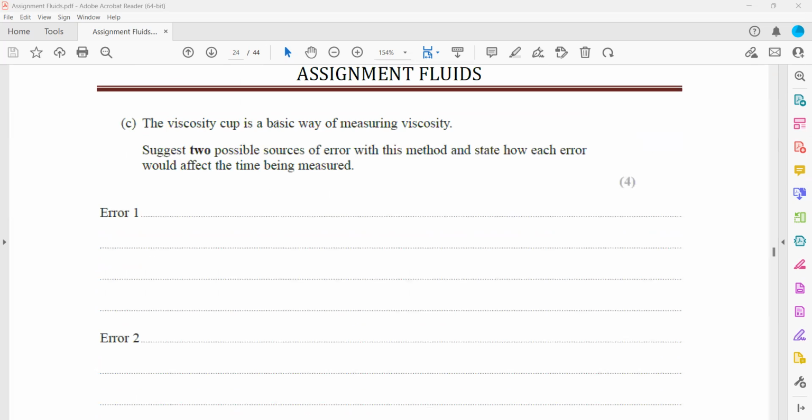The viscosity cup is a basic way of measuring the viscosity. Give two possible sources of error with this method and state how these errors would affect the time we are measuring. So the viscosity cup is a very basic method. What might be the reasons for the errors, and how do they affect the time measured? One thing, for example, is the reaction time of a person, because we are using a stopwatch to determine how much time it takes to flow. Whenever there is a reaction time, the measured time is always greater than the actual time. So the time will increase.